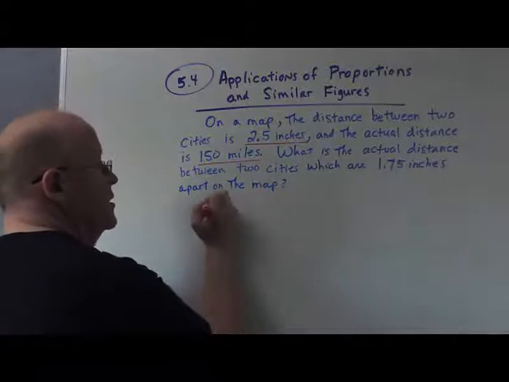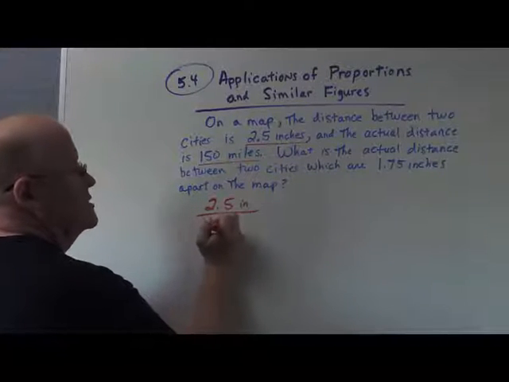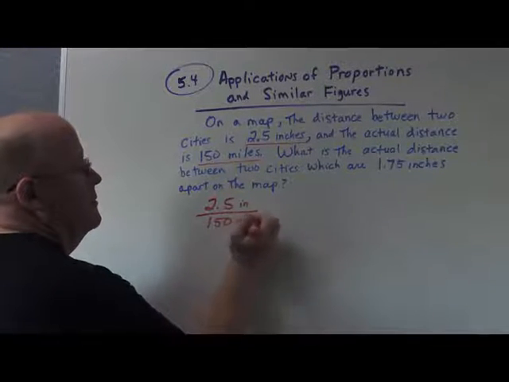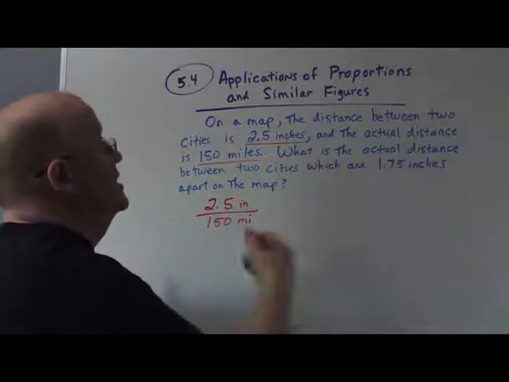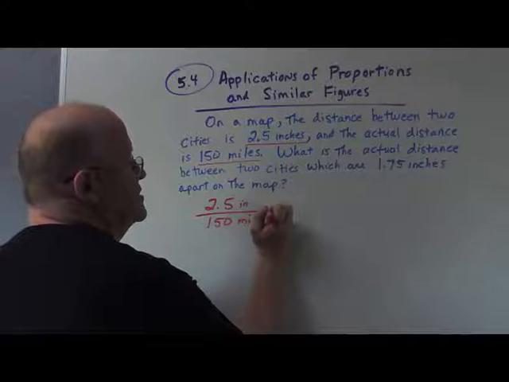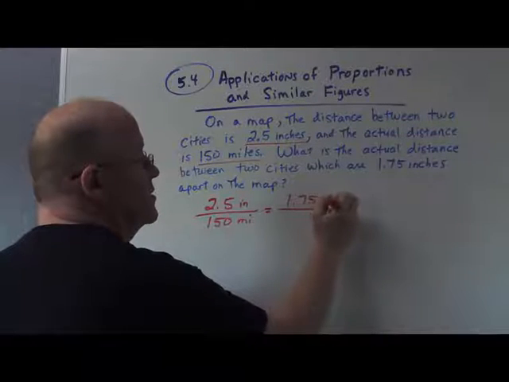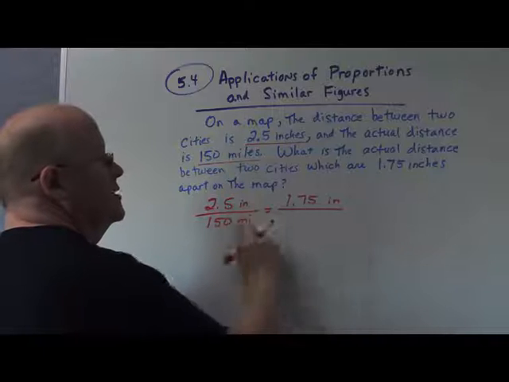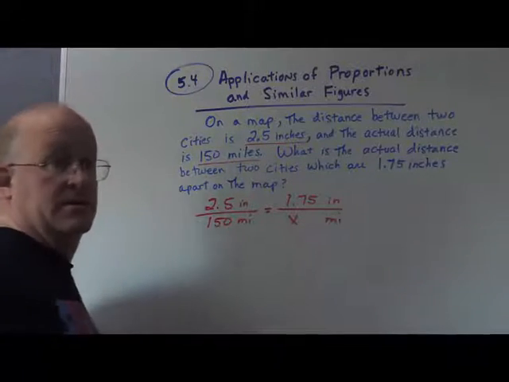I'm going to write that down. 2.5 inches corresponds to 150 miles. Now, we're trying to say at this rate, what is the actual distance between 2 cities, which are 1.75 inches apart? Notice how I'm lining up the inches, and I'm trying to determine the number of miles.